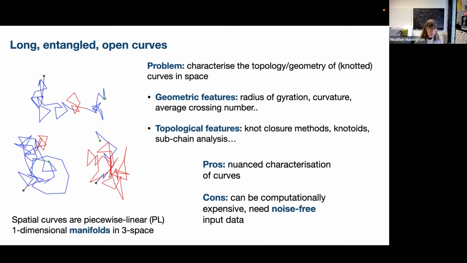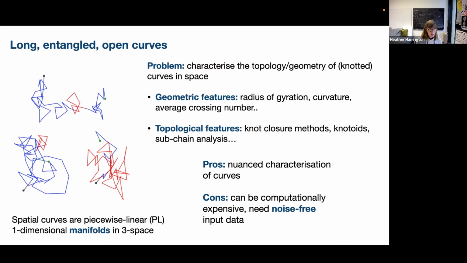There are many, I mean, this is very well developed and provides a lot of helpful quantification and descriptions of curves such as proteins and other systems. But the challenges are that these are computationally expensive, and importantly, these often require really precise input data.